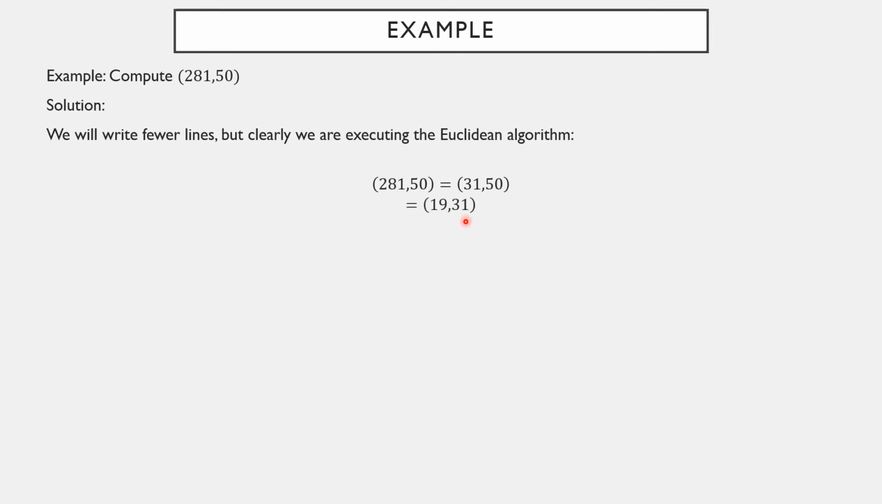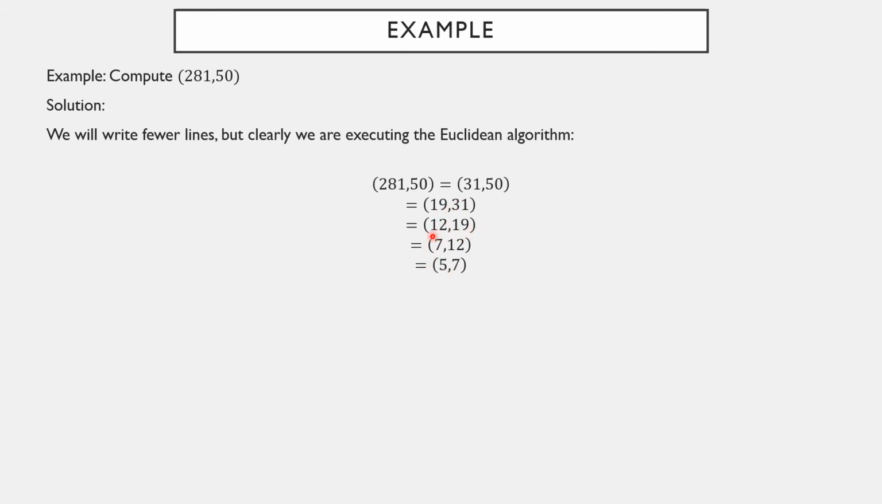Well, 31 takes over the second spot. Compute the remainder of 50 over 31. The remainder is 19. 19 takes the second spot. The remainder of 31 over 19 is 12. 12 takes the second spot. The remainder of 19 over 12 is 7. 7 takes the second spot.